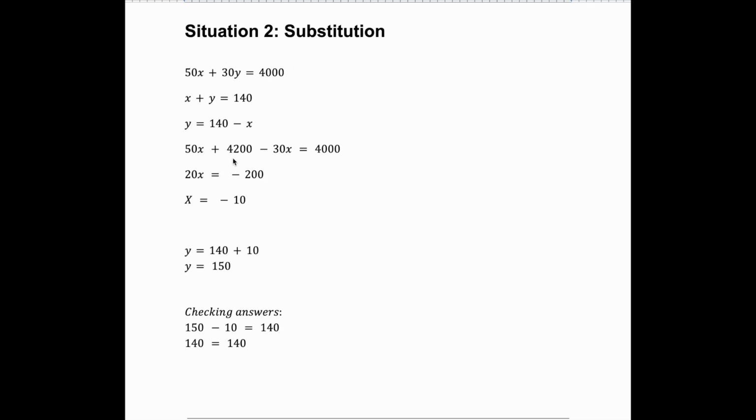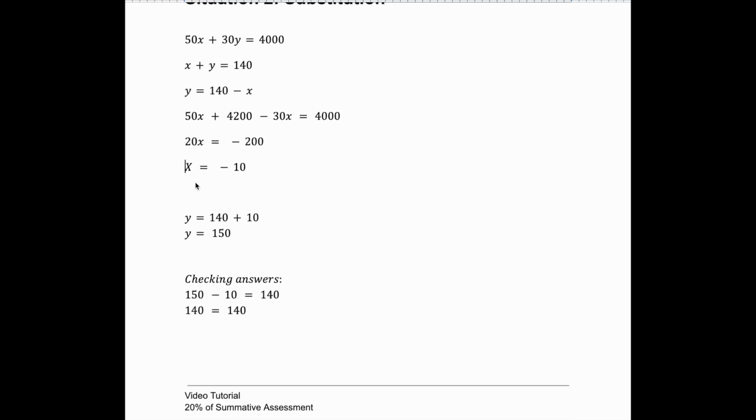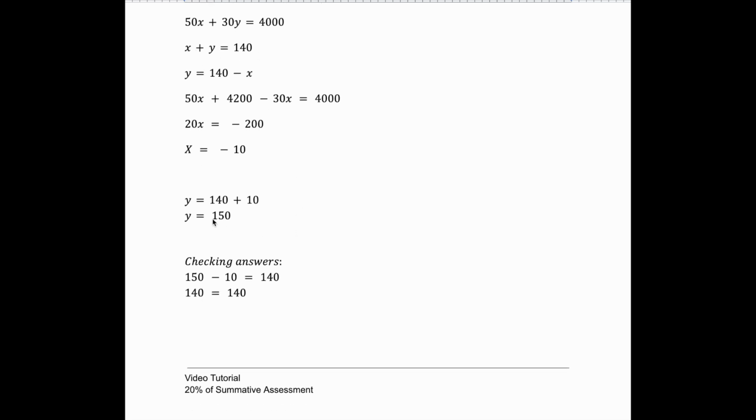If we do that, we'll get 50x plus 4,200 minus 30x equals 4,000. And once we solve this equation, we get 20x equals minus 200, and thus x is minus 10. And then once we substitute x into x plus y equals 140, we get y equals 140 plus 10, and therefore y is 150.